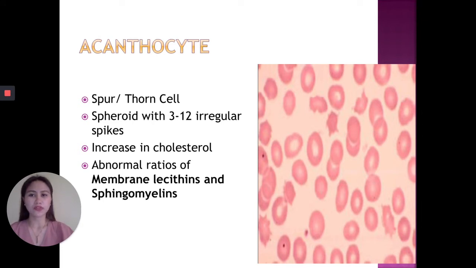Okay, so number one, we have acanthocyte. As you can see in the picture, this one is the acanthocyte or spur or thorn cell. So your acanthocyte can be called spur cell or thorn cell. It is characterized by having a spheroid shape with 3 to 12 irregular spikes, and it is due to increased cholesterol content inside its RBC membrane. Also, there are abnormal ratios of membrane lecithins and sphingomyelins in the RBC membrane.